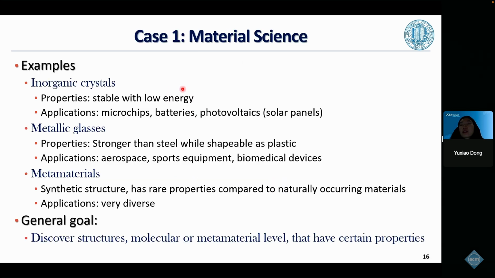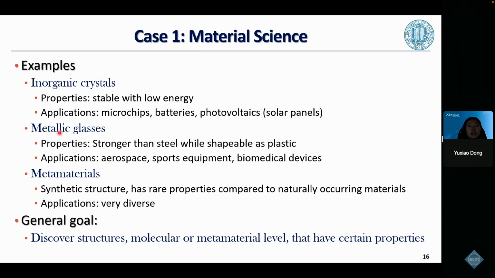For real-world applications, I'm going to mention two. One is in material science, and the other is chip design. For material science, there are different types of materials. For example, there are inorganic crystals. We wish for those crystals to be stable, which usually implies that they have very low energy. Those crystals can be applied to, for example, microchips and batteries, or put into solar panels.